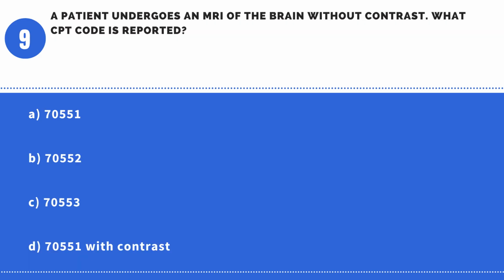Question 9. A patient undergoes an MRI of the brain without contrast. What CPT code is reported? A. 70551. B. 70552. C. 70553. D. 70551 with contrast.